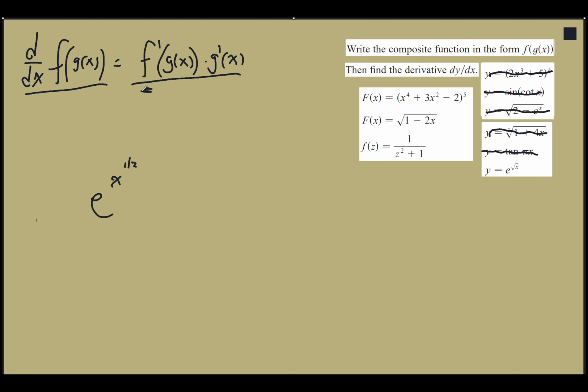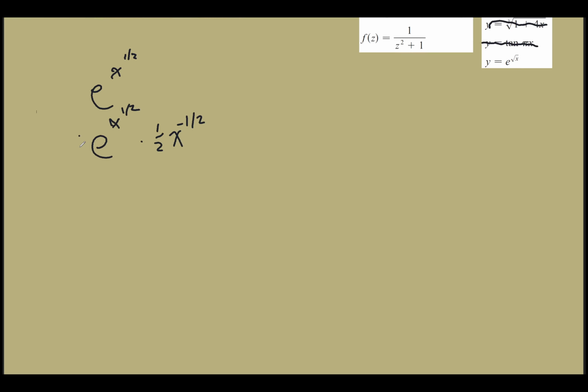What's the derivative of the outside? That's the e function. So that's e to the x to the 1/2, times the derivative of the inside, which is 1/2 x to the negative 1/2. You able to see that? So how do we write that? That would be e to the x to the 1/2 over 2 root x. And then we can replace this if you want like this. Pretty easy. Still pretty easy.